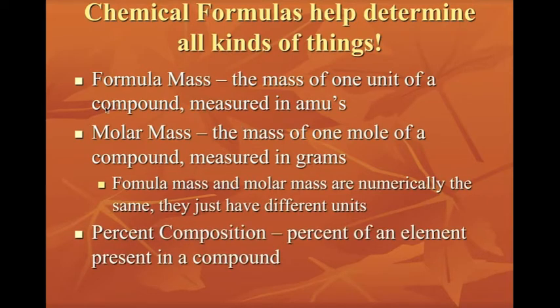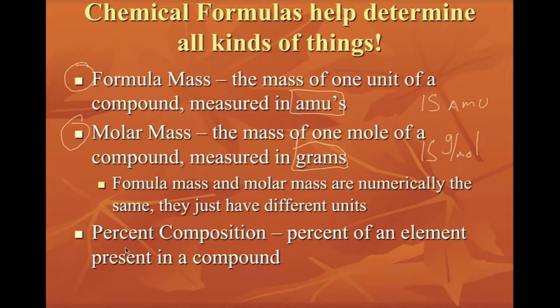Now, when looking at these, the formula mass and molar mass are basically the same thing. The only difference is that the formula mass is the mass of one unit of a compound measured in AMUs, and molar mass is the mass of 1 mole of a compound measured in grams. Okay, and they're numerically the same. So if we say that we have 15 AMUs, that means we also have 15 grams per mole. So they're basically just the same thing, just different units.